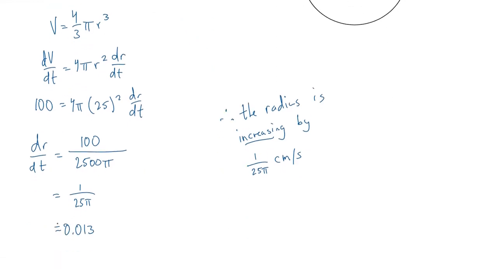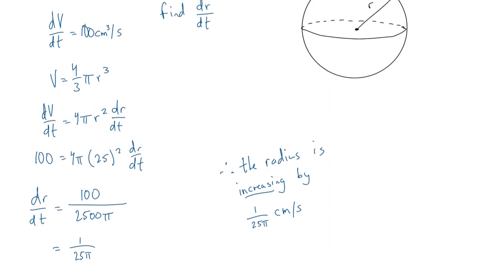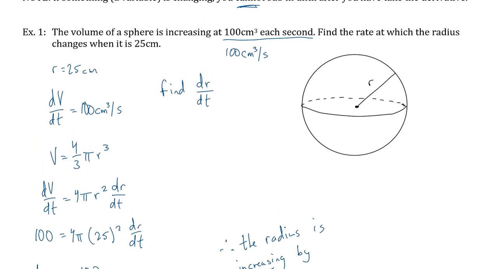If you're asked to round, then you would put the rounded answer. If you're not asked either, then you could put either, but it would be a good idea in your solution to show both, show the reduced exact value, and then if you want to round it, that's fine. If the question says exact value, then make sure you follow that. Notice that this question says, find the rate at which the radius changes. Some questions will say, find the rate at which the radius is increasing. It'll tell you it's increasing.